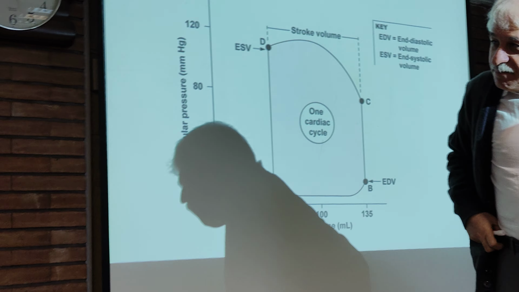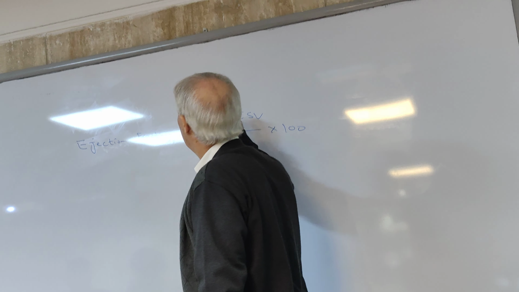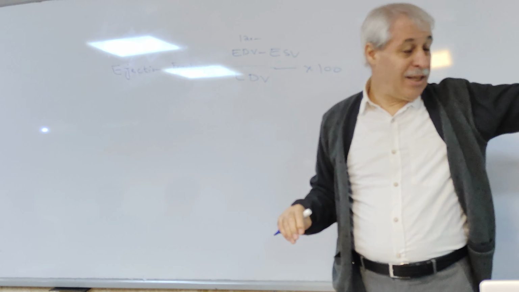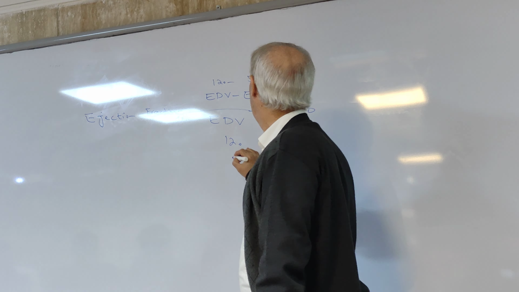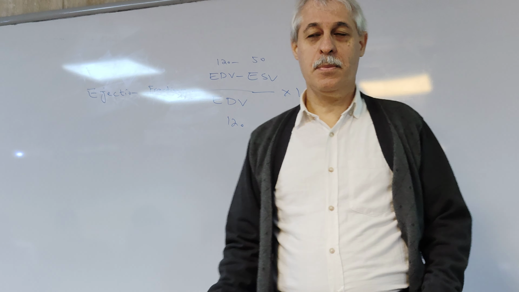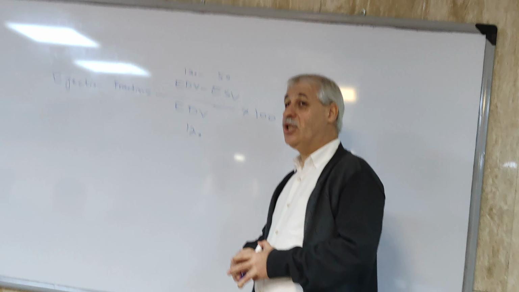I wanted to teach you heart failure. At the end of diastole, you are talking about the resting system. At the end of diastole, how much blood is left? 120. At the end of systole, 50. This is called ejection fraction.